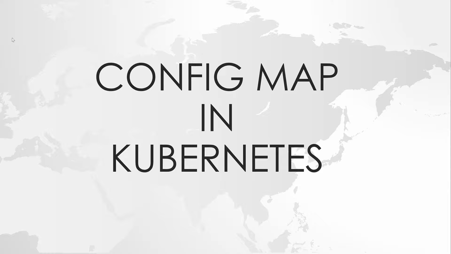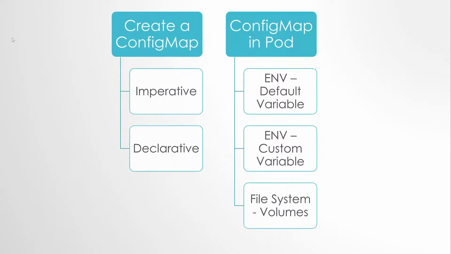Coming to this video, I will be showing you how to create a config map and how config maps can be used in the pods. We can create config maps in 2 ways. One is imperative and the other one is through declarative. Imperative means using the commands directly, and declarative means using the manifest files. And similarly, the configuration details from config maps can be provided inside the pod using environment variables by passing as default variables or using custom variables, and also mounting them inside the file system using volumes.